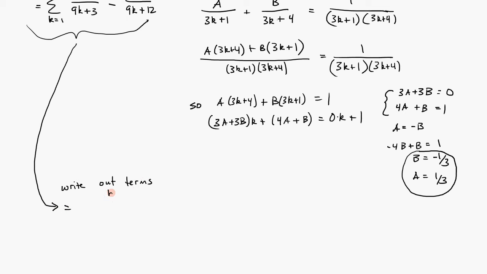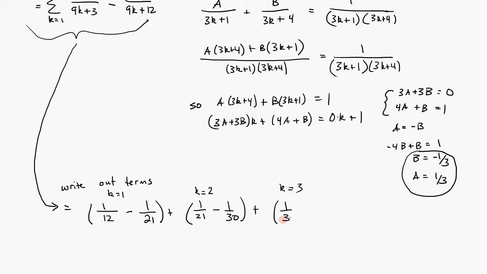For k equals 1, you get 1/12 minus 1 over 21. When k equals 2, you get 1 over 21 minus 1 over 30. And then when k equals 3, you get 1 over 30 minus 1 over 39. And let's do the next one. For k equals 4, the first part is going to be 1 over 39, and then so on.